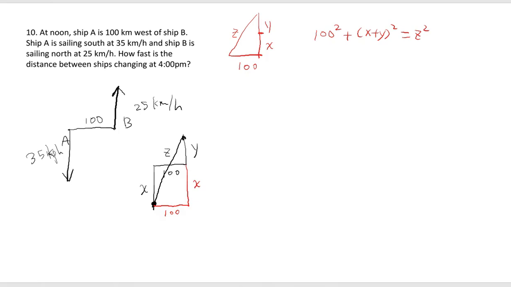Okay, 25 kilometers per hour is the rate of change of y. We assign the variable y for it, so dy/dt is 25, and dx/dt is 35.